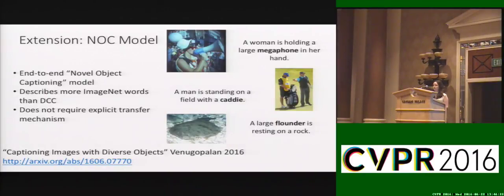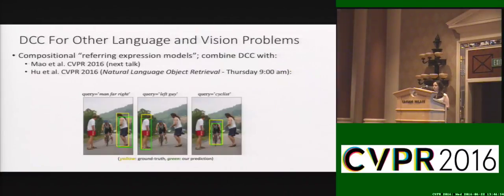Finally, since first proposing this model, my colleague Shubha has led the effort to make a model which is both end-to-end and can describe more ImageNet words than DCC. You can check out this arXiv paper. It came out yesterday, so if you're interested in this, I encourage you to look at it. We also think that this idea can be relevant and useful in other language and vision tasks, like the referring expression models you will see in the next talk and in my colleague Ronghang's talk on Thursday morning.